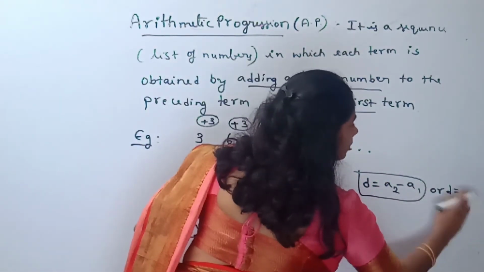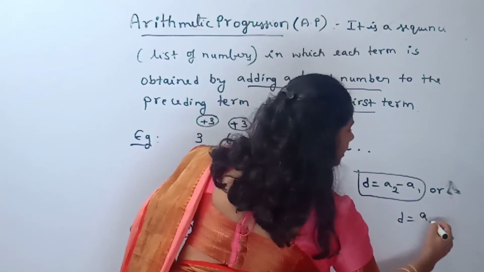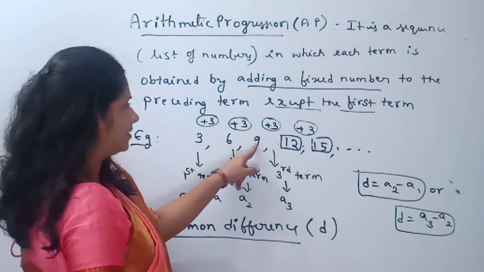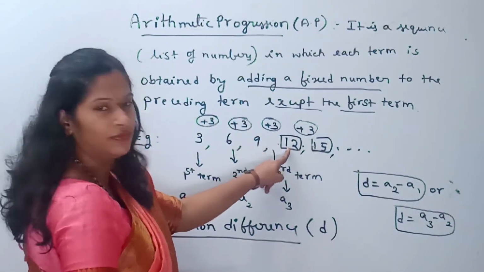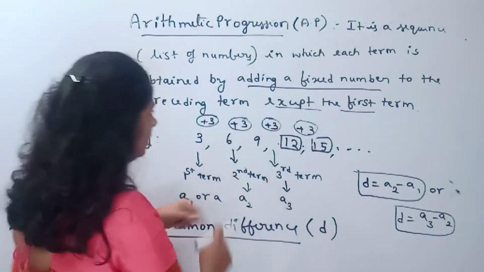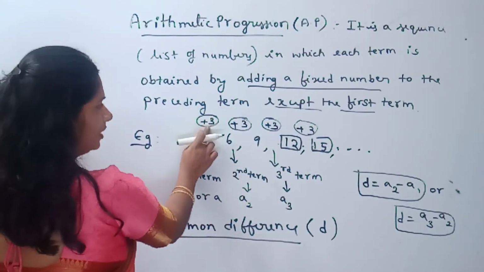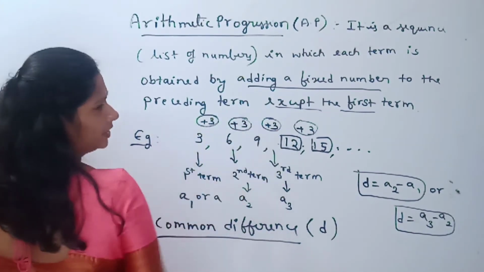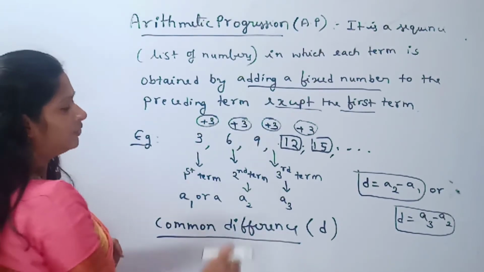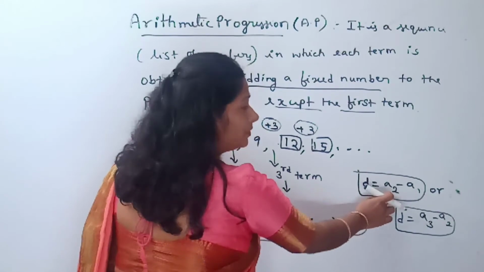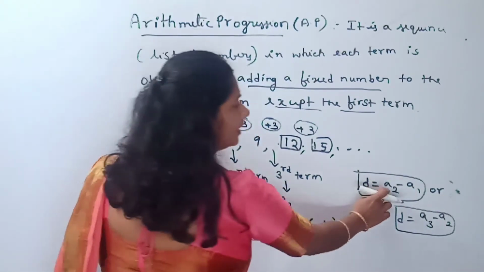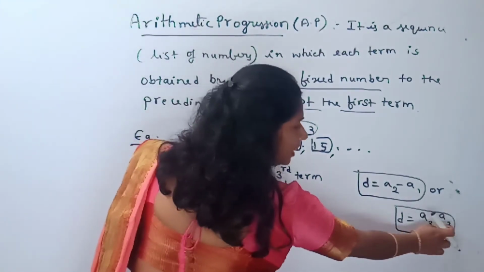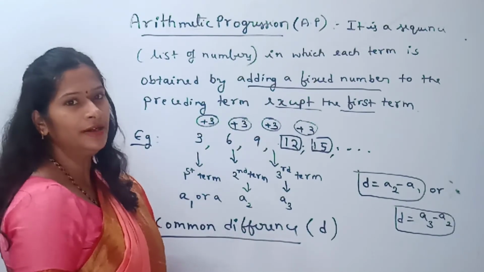d equal to, let me write here, d equal to A3 minus A2, isn't it? Or A4 minus A3, A5 minus A4. So if you subtract A2 minus A1, you will get the common difference. A3 minus A2, you will get the common difference. A4 minus A3, you will get the common difference. So how will you find the common difference? Just keep this one in your mind, children: second term minus first term you will get the common difference, or third term minus second term you will get the common difference.